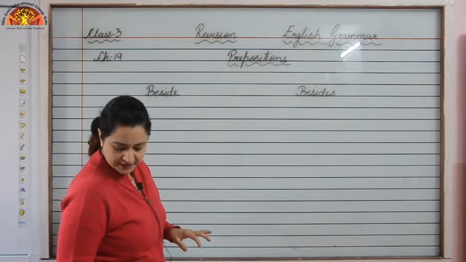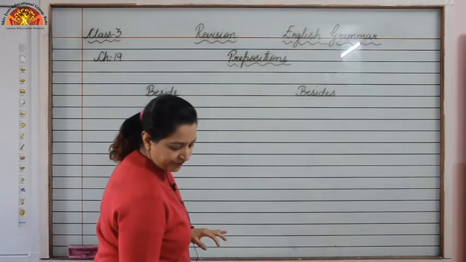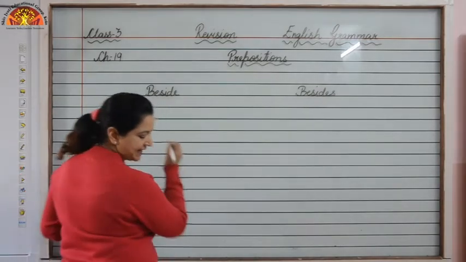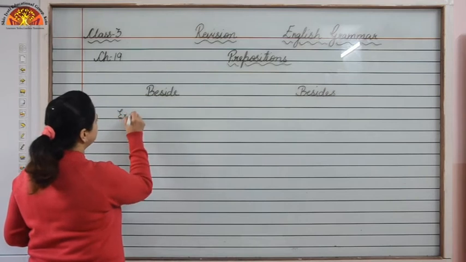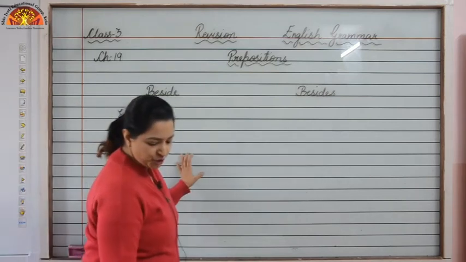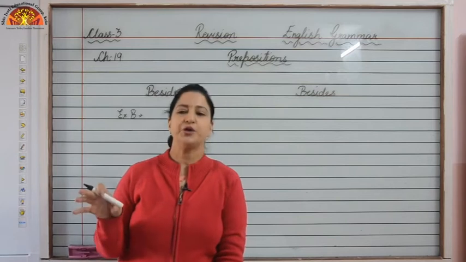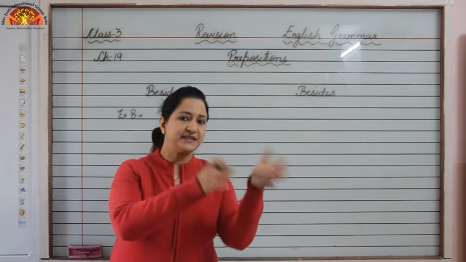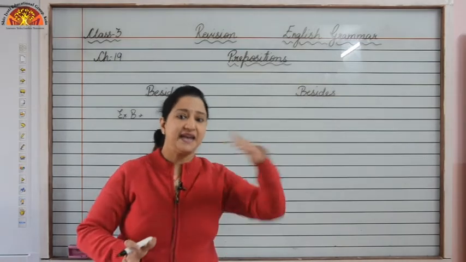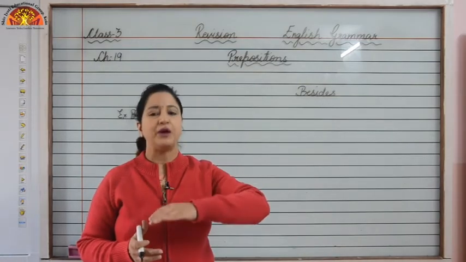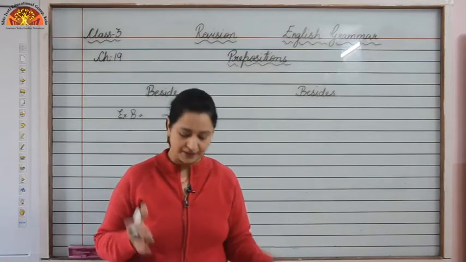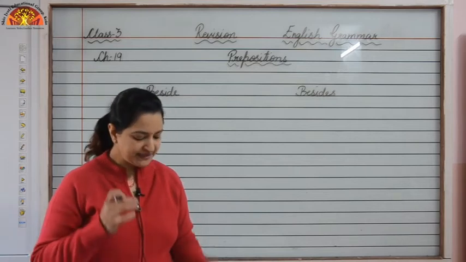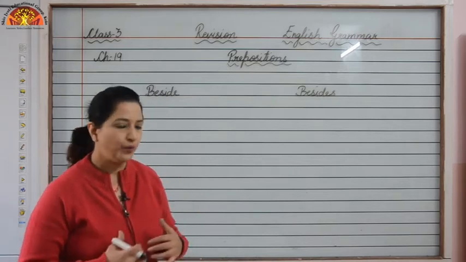For example, on page number 78, exercise number B, number 1: John sat dash the window. As you can see in the picture, John is sitting beside the window. He is sitting next to the window. When we are talking about something next to something, we use beside. So John sat beside the window.